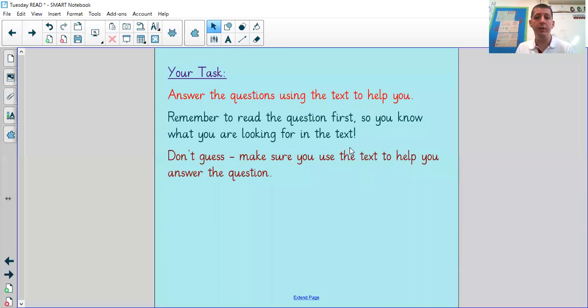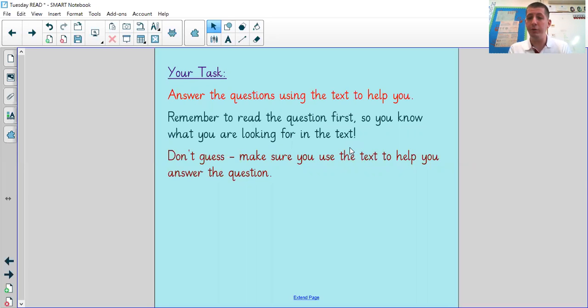Now today, what I'd like you to do is answer the questions using the text to help you. So I've given you a copy of that text on DB Primary and some questions for you to have a go at answering as well. There are 2 levels of difficulty with the questions. There's an easy set and there is a challenge set. I'm expecting most of you will want to have a go at the challenge set, but if you're finding it a little bit difficult, then maybe have a go at the easy ones instead.